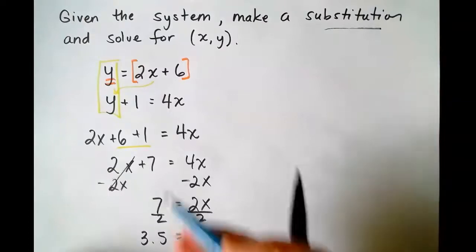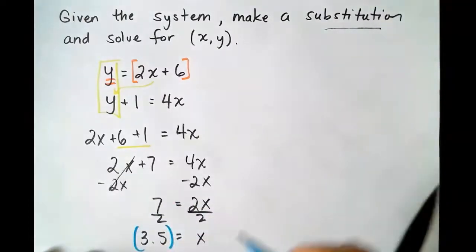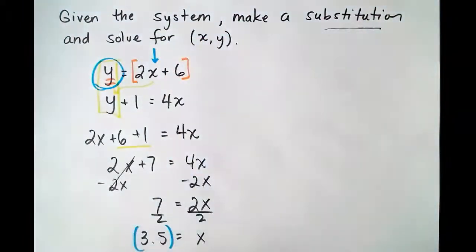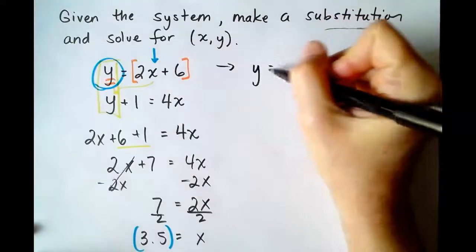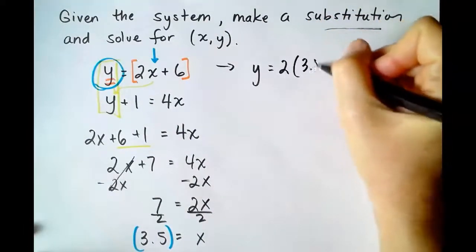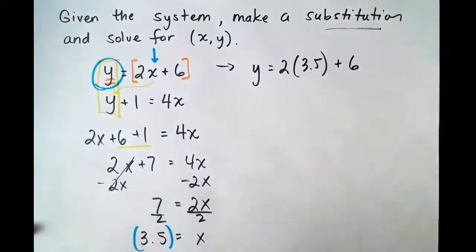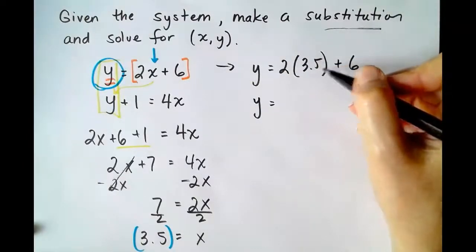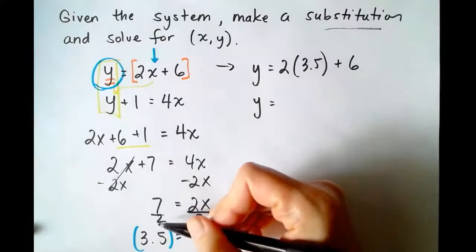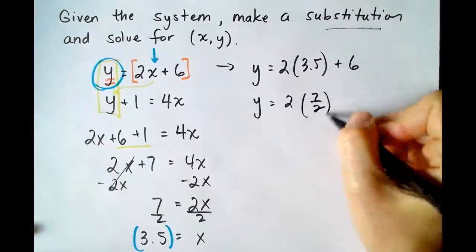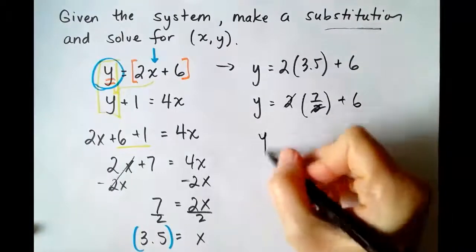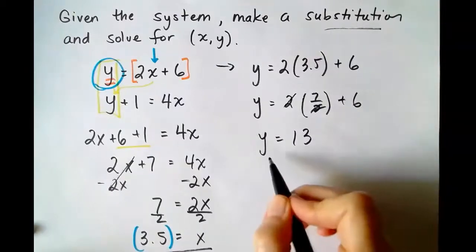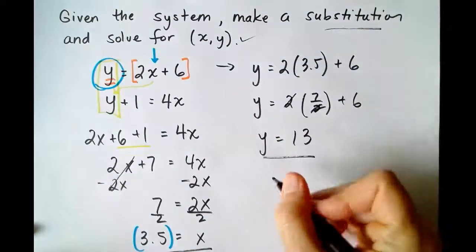So now that we know the value for x, we can use it as a substitution. So let's go back and let's take that value for x and let's plug it back in order to solve for y. So we're going to be plugging it back in here. So y equals 2 times 3.5 plus 6. So 2 times 3.5. Well, remember, 3.5 is 7 over 2. So if we have 2 times 7 over 2, the 2's just cancel. And we end up with 7 plus 6, which is 13. So we found our x and we found our y. This is the solution to the system.